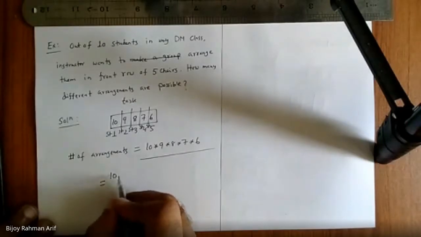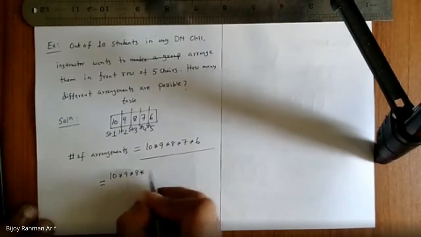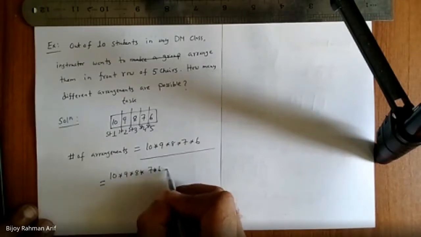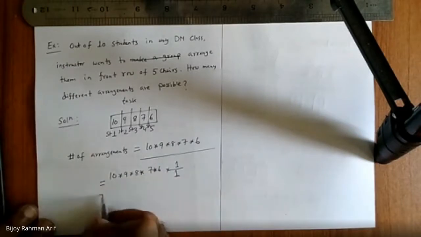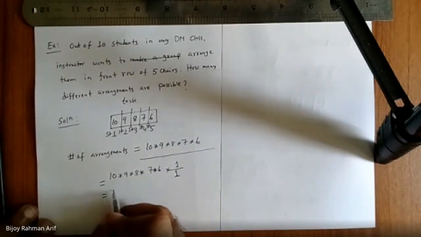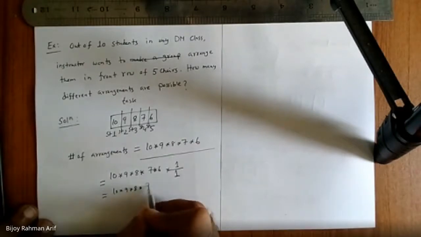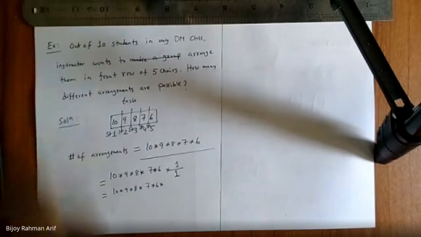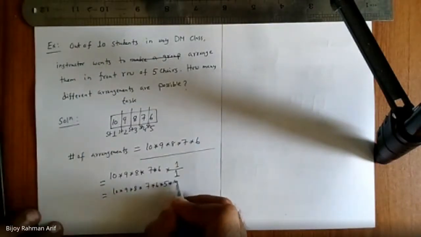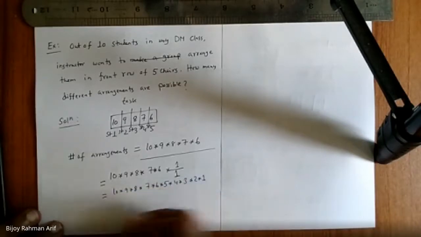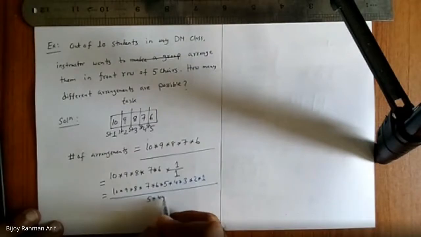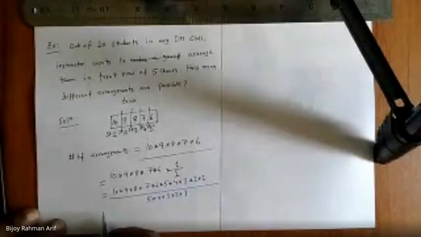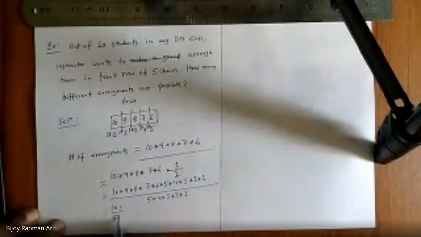10 factorial divided by 5 factorial. How could this be possible? We can write this way: 10 into 9 into 8 into 7 into 6 into 5 multiplied by 1 by 1. Then it becomes 10 into 9 into 8 into 7 into 6 into 5, 4, 3, 2, 1 divided by 5, 4, 3, 2, 1. So it is nothing but 10 factorial divided by 5 factorial.